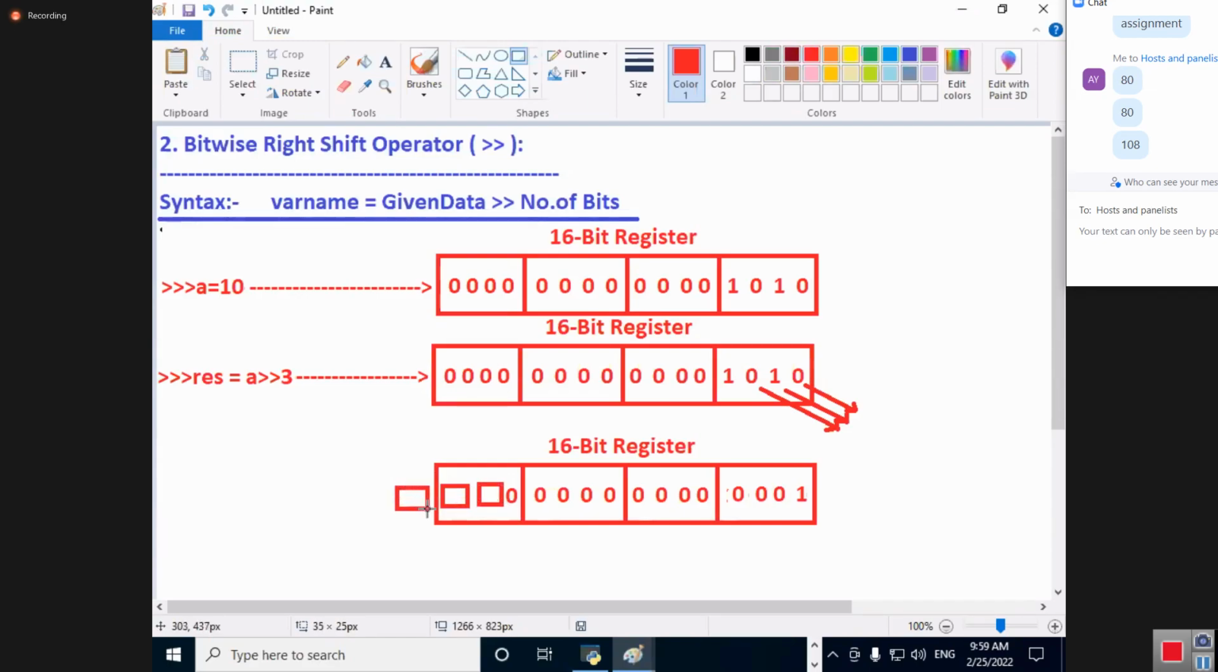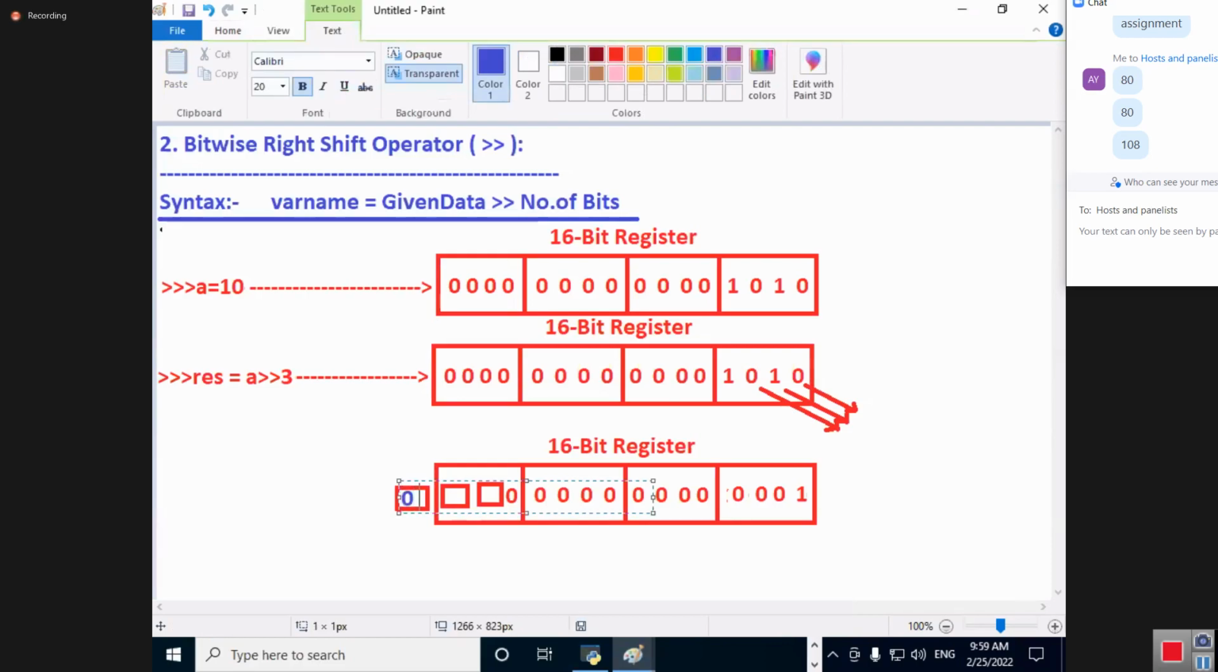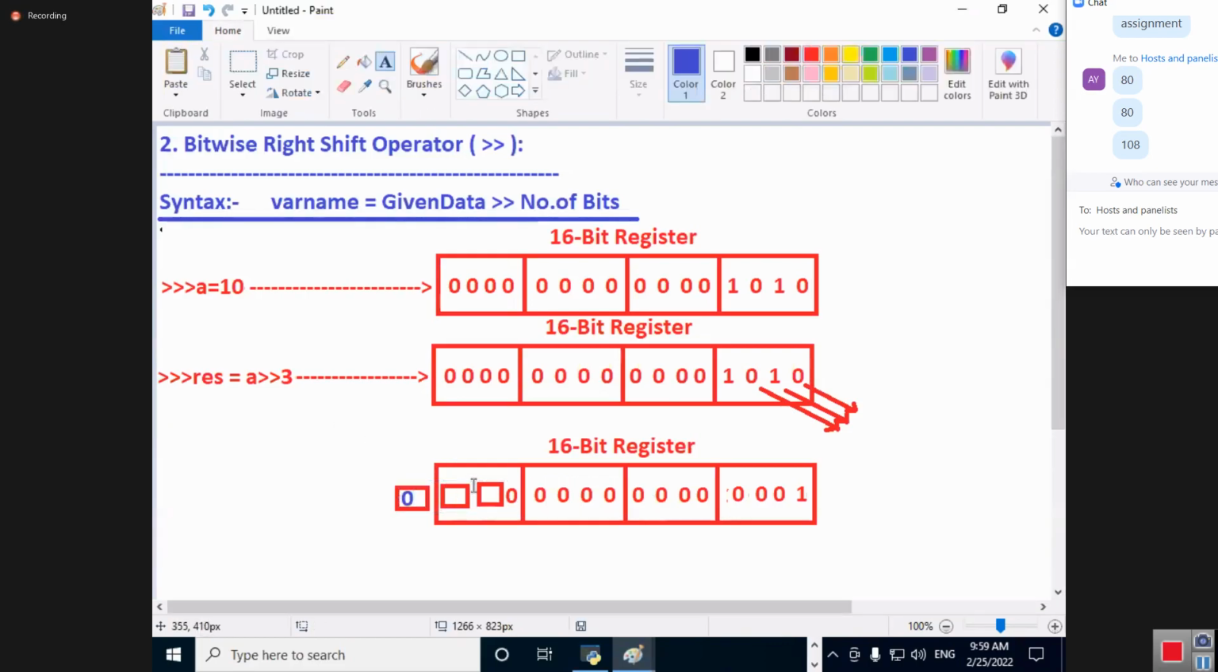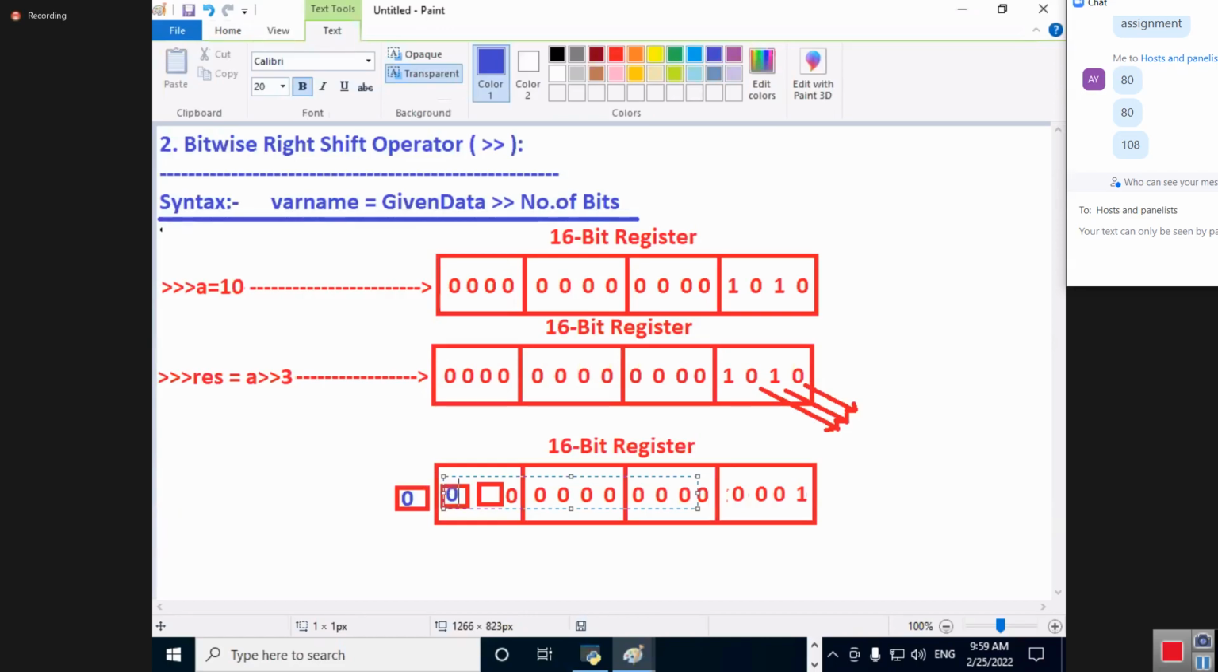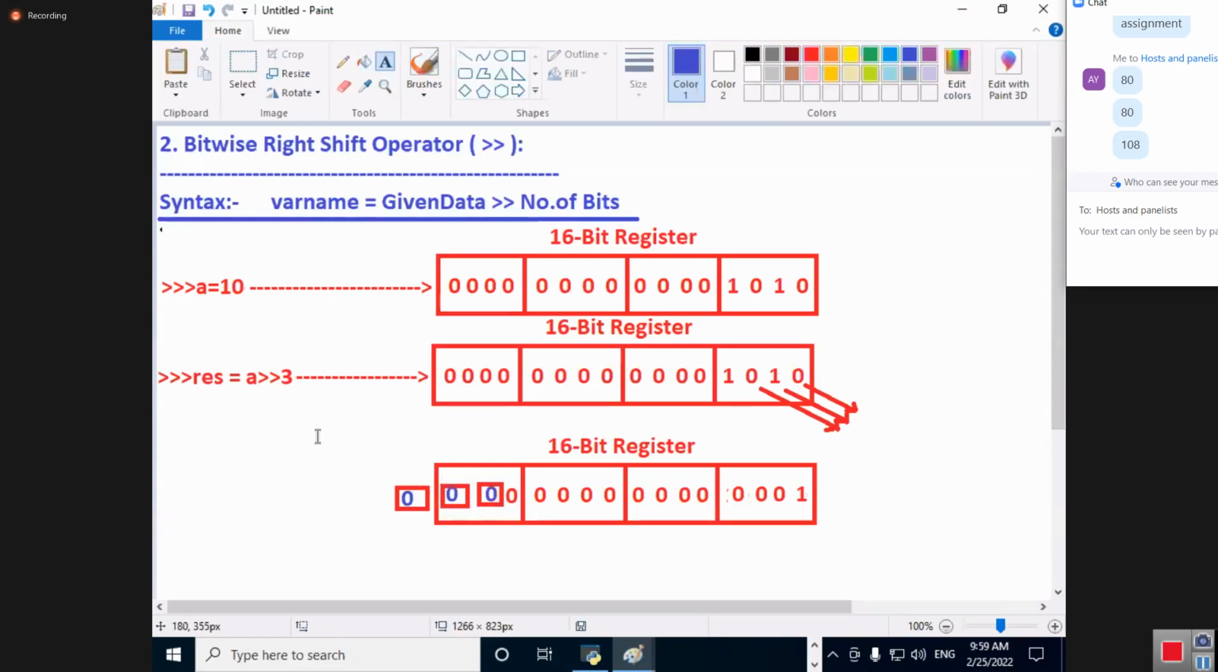Box is not sufficient, I am writing outside. What will be filled there? Zeros will be filled. Nothing is there. Since no value is there, it is a 0. Since no value is there, it is called what? A 0. Understand?